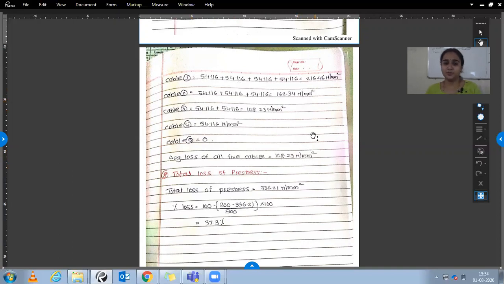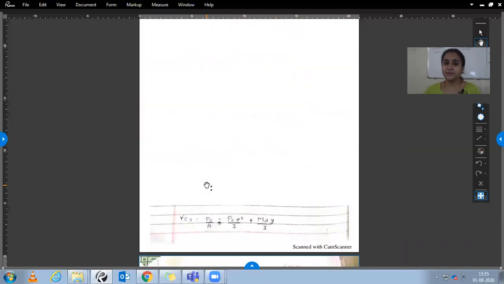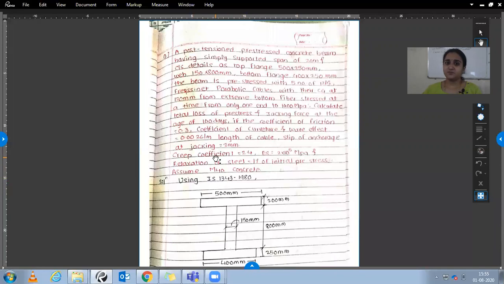Then the total loss of pre-stress: we add up all the losses which we have calculated previously, and we get 336.21 Newton per mm square. And how do we find the percentage loss? The initial pre-stress is given as 900. We take these losses divided by 900 into 100. So we get 37.3 percent loss of pre-stress. So there is about a 38% loss due to pre-stressing.